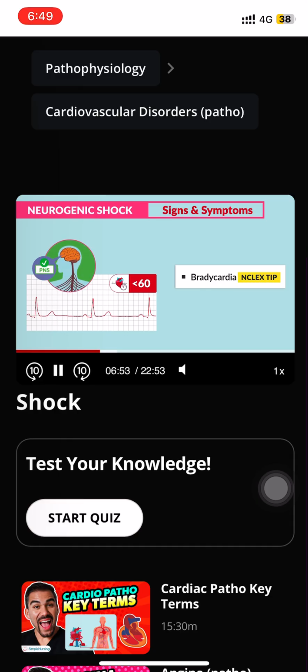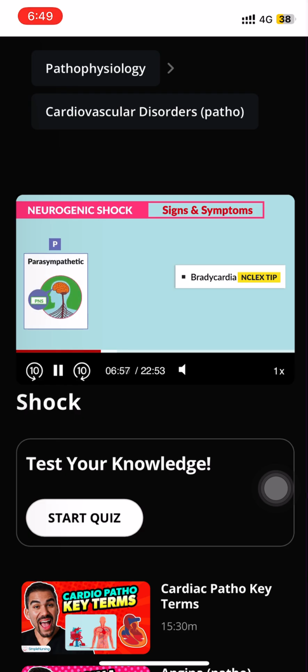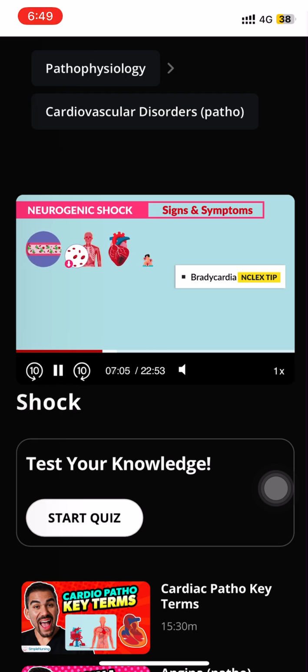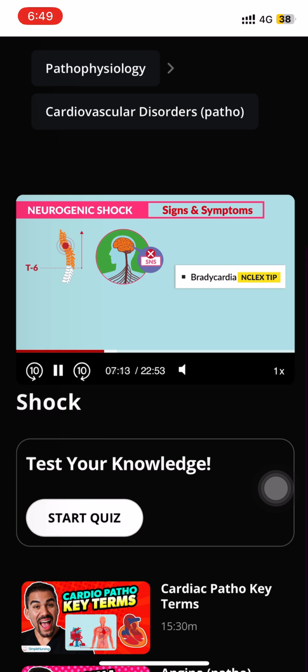So the key sign to know for neurogenic shock, write this down, is bradycardia, huge NCLEX tip. This is due to the parasympathetic dominance. So just think parasympathetic puts the brakes on the vital signs. So bradycardia results, and this is a very unique sign. Unlike other types of shock where the heart rate increases with tachycardia due to compensation, in neurogenic shock, the sympathetic nervous system is blocked, resulting in this bradycardia.